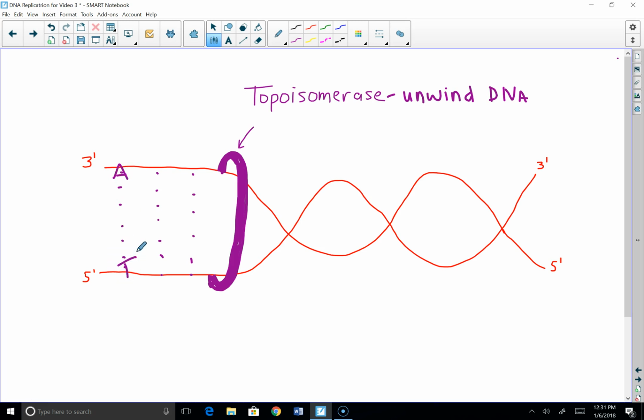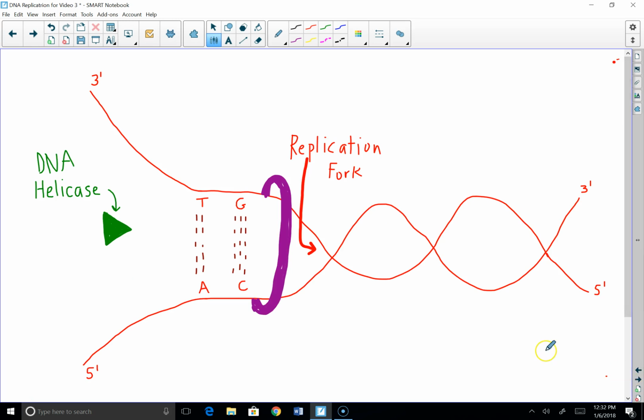Well, now that we've unwound it, now we got to get it apart. So we bring in our second enzyme, and our second enzyme is helicase. And basically this here is going to break the hydrogen bonds. And what you will notice here also is the strands of DNA are farther apart from each other. And this is going to allow room for the new complementary strand to work there. The place where it divides is the replication fork.